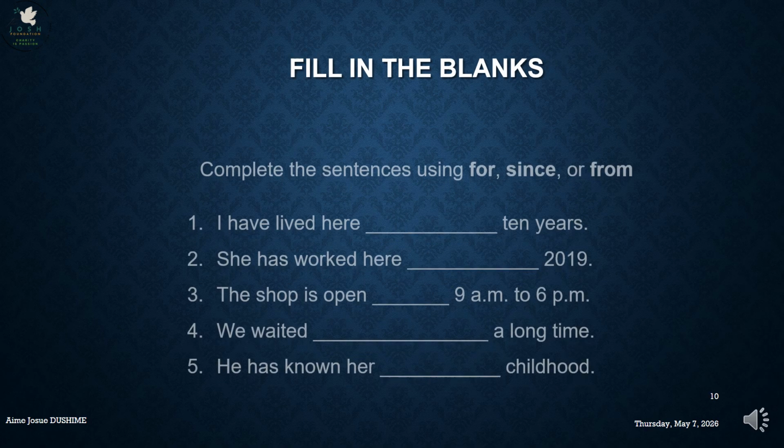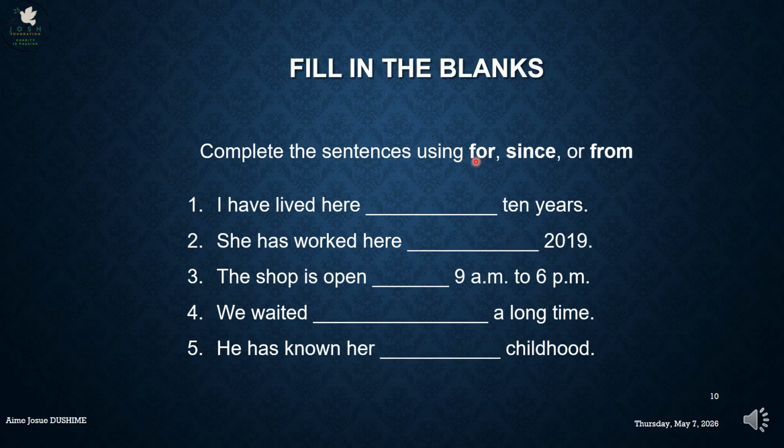Let's now fill in the blanks using for, since, or from. Just choose the appropriate one. I have lived here dash dash 10 years. She has worked here dash dash 2019. The shop is open dash dash 9 a.m. to 6 p.m. We waited dash dash a long time. He has known her dash dash childhood.